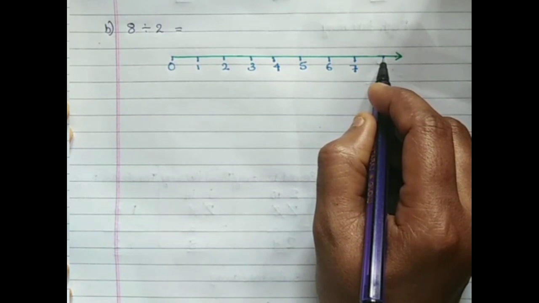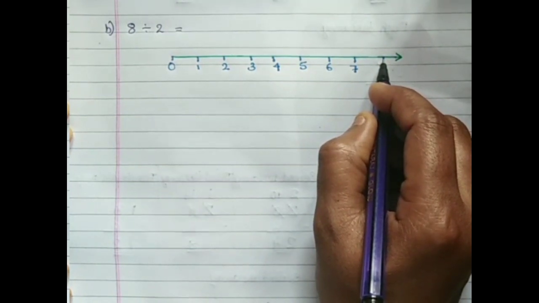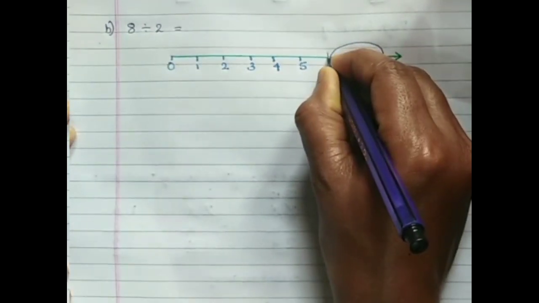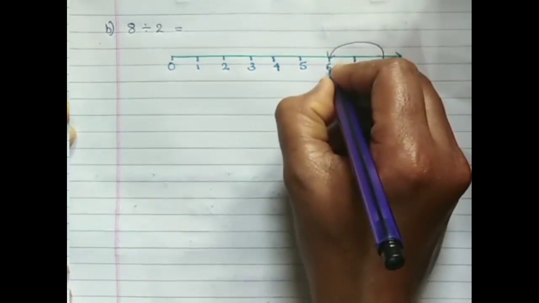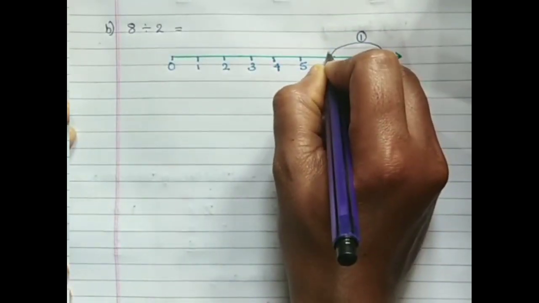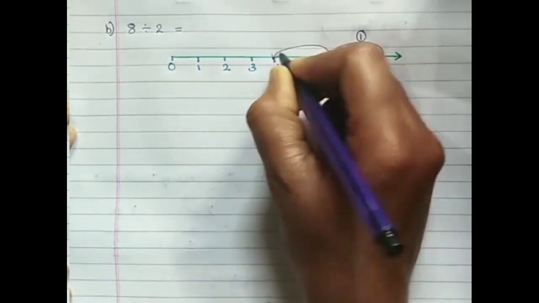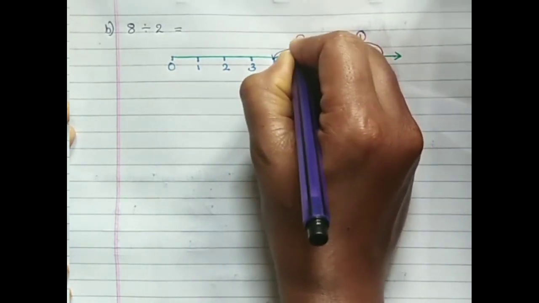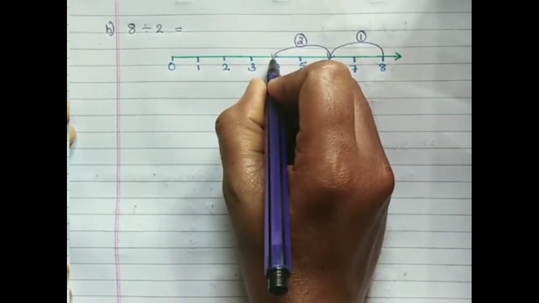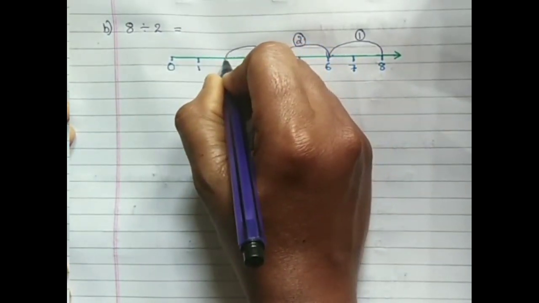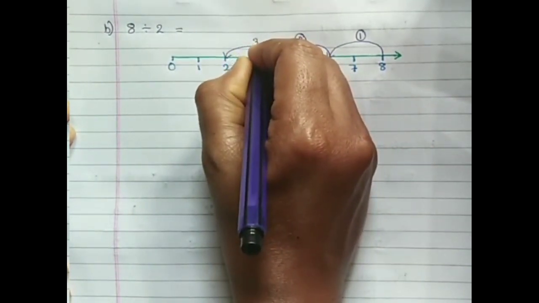So starting from the number 8, we should count backward 2 numbers, 1, 2. So we have jumped our first step, counting backward 2 numbers, and we reached the number 6. So our first jump. Next, we should count backward 2 more numbers, 1, 2. So starting from 6, counting backward 2 numbers, we reach the number 4. So this is our second jump. Then from the number 4, we have to count backward 2 numbers, 1, 2. And we reach the number 2. And this is our third jump.